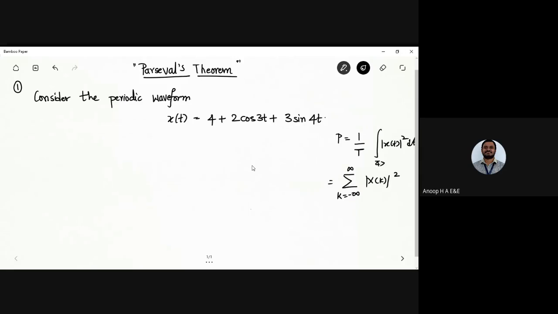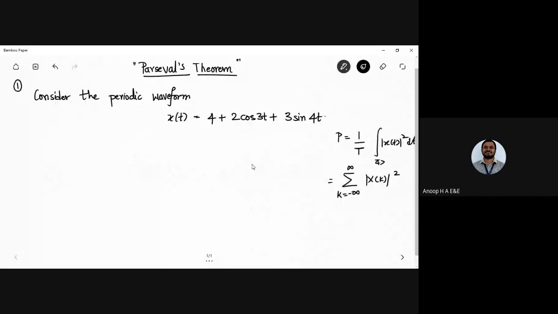Okay, so this is what we were doing there: we take the conjugates and then take the magnitude of both the complex terms, that is, the complex Fourier coefficient and also its conjugate. That's what we were doing in the case of Parseval's theorem.